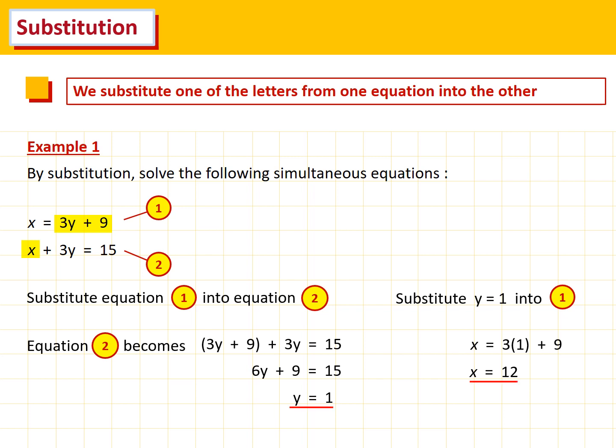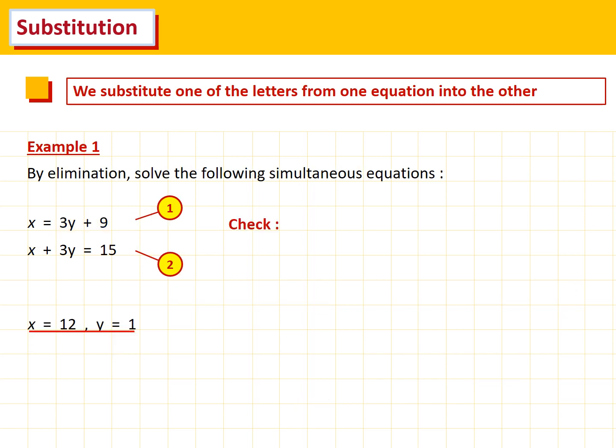We think they're the right answers, but let's check. And we check this by substituting x equals 12 and y equals 1 into both equations. So when we substitute them into the first equation, we end up with 12 equals 3 lots of 1 plus 9. Is that right? Yes, it is. And when we substitute into the second equation, we end up with 12 plus 3 lots of 1 equals 15. Is that right? Yes, it is. So we know we're correct.